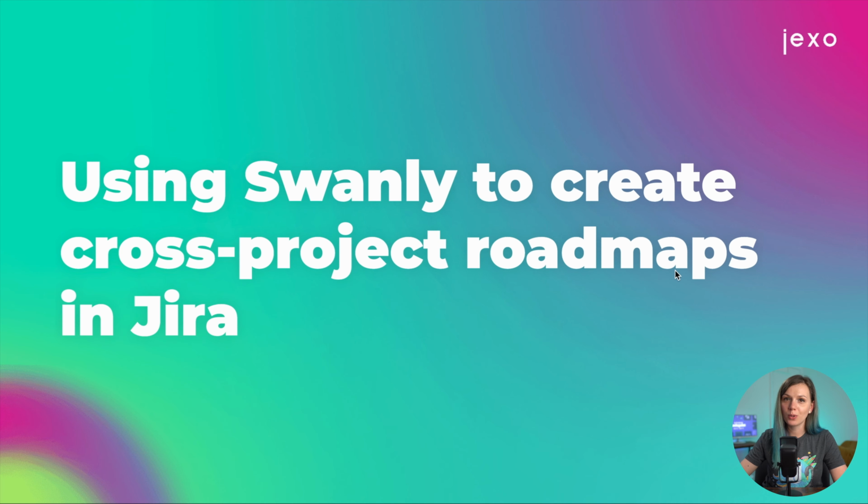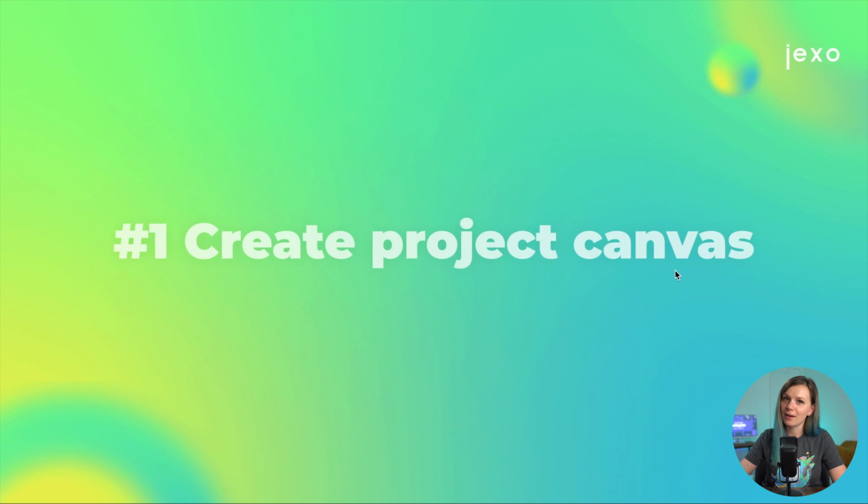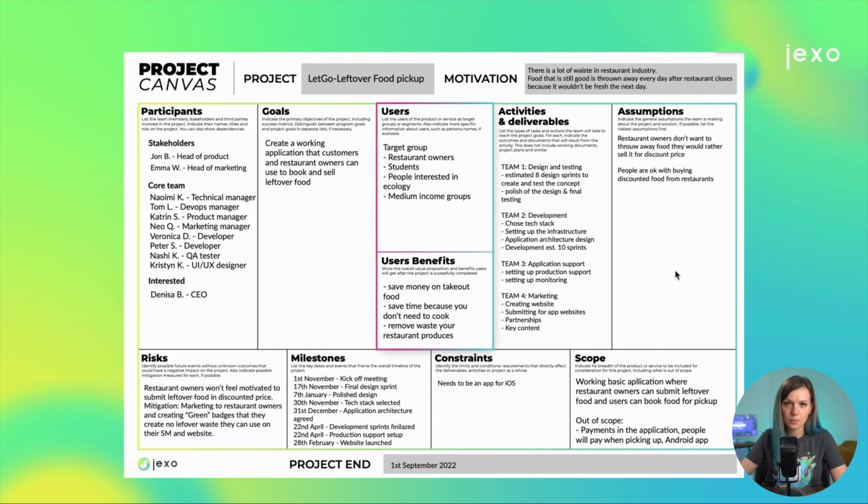So this was all great theory. Let me now show you how you can create a roadmap in practice in Jira and Swanley. The thing about Swanley is that it's not just a Jira roadmap. It's a roadmap timeline with a list view that is similar to a Jira Gantt chart and a report view that you can access for drilled-down information about activities' progress.